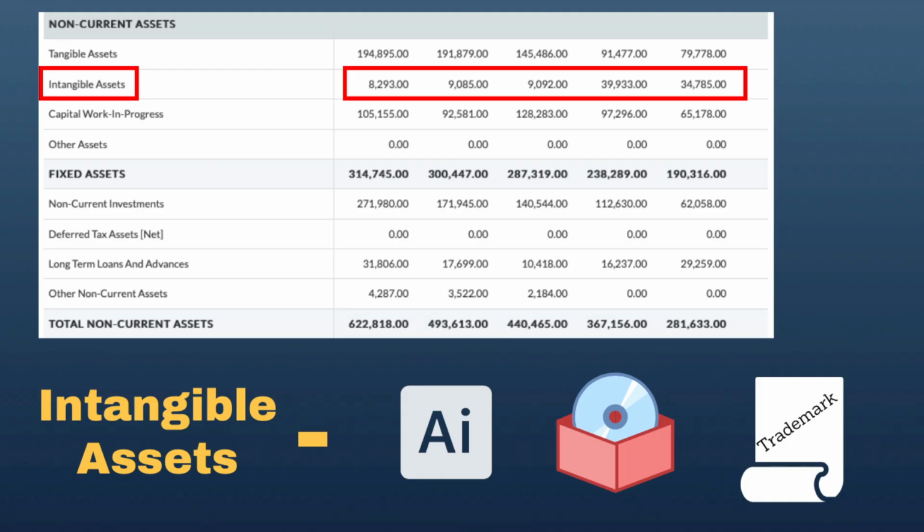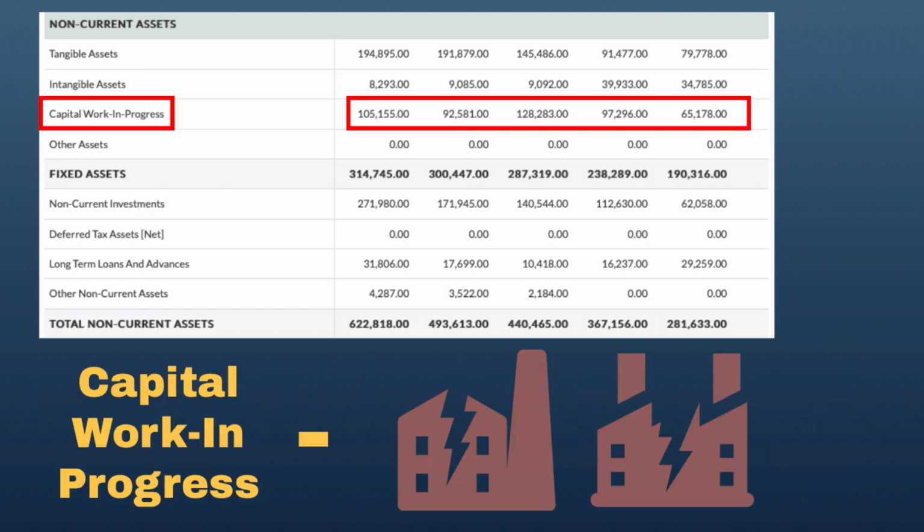Next is intangible assets. It's simply the opposite of tangible assets. So, anything which you cannot touch or anything which you cannot convert into cash, those are your intangible assets. Example: computer software, trademark of a name, various business models, or patents. Next would be your capital work in progress. So these are tangible assets like factories, offices, etc., but they're still work in progress when the balance sheet is being created. Once they finish, it will be shifted to the tangible asset section.